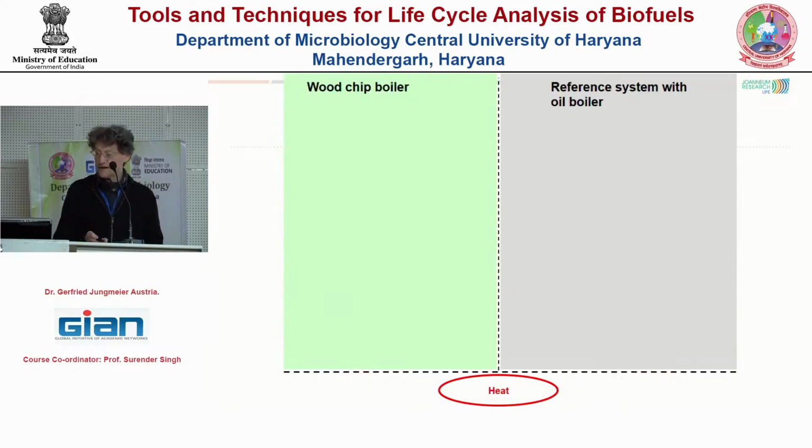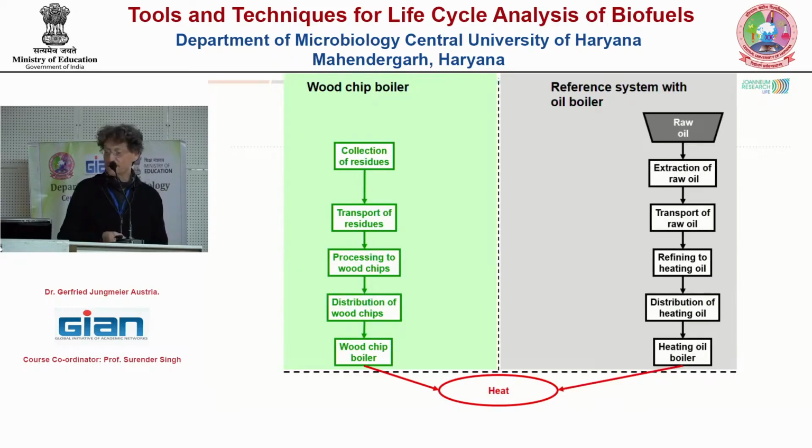I have two more examples. One simple example is the next one. It's a comparison of a wood chip boiler to a reference system with an oil boiler. In Austria, we had many oil heating systems in the past, and we put much effort to really substitute raw oil heating, because we're a cold country, so we need a heating in winter. Nowadays, really, oil heating systems are forbidden in Austria. So you're not allowed to build a new house and put in an oil heating system.